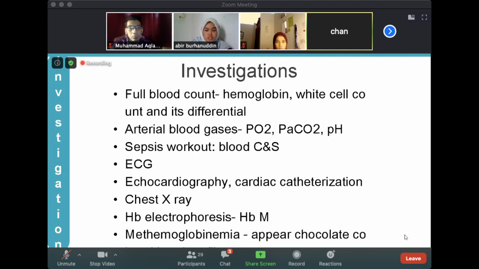Investigations. Fine. So FBC: if the white blood cell count is high, you think it's more likely an infection. If the hemoglobin is high, polycythemia and all those things, you would already have known it's a cyanotic heart disease, wouldn't you? ABG, septic workup for the causes and also for sepsis. ECG, fine. Echo, fine. Chest X-ray, fine. Next, okay.